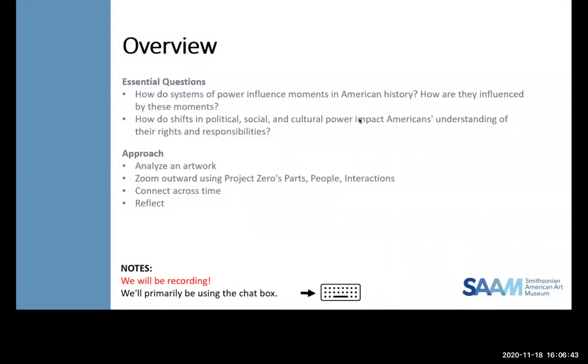The thinking routine that we're going to use is from Harvard's Project Zero. It's specifically an Agency by Design thinking routine. The intention of Agency by Design is to call students' and our own attention to the designs in the world, like pretty much everything we live around and within is a human-designed thing. When we're aware of that, we recognize that these things were made, which means they can be changed. So here we go. Let's get started with the artwork analysis.